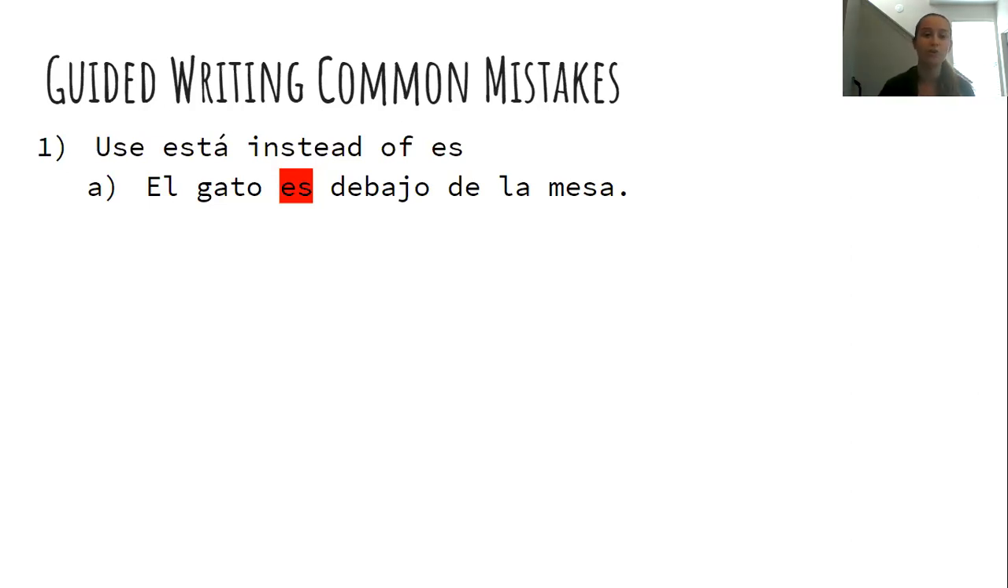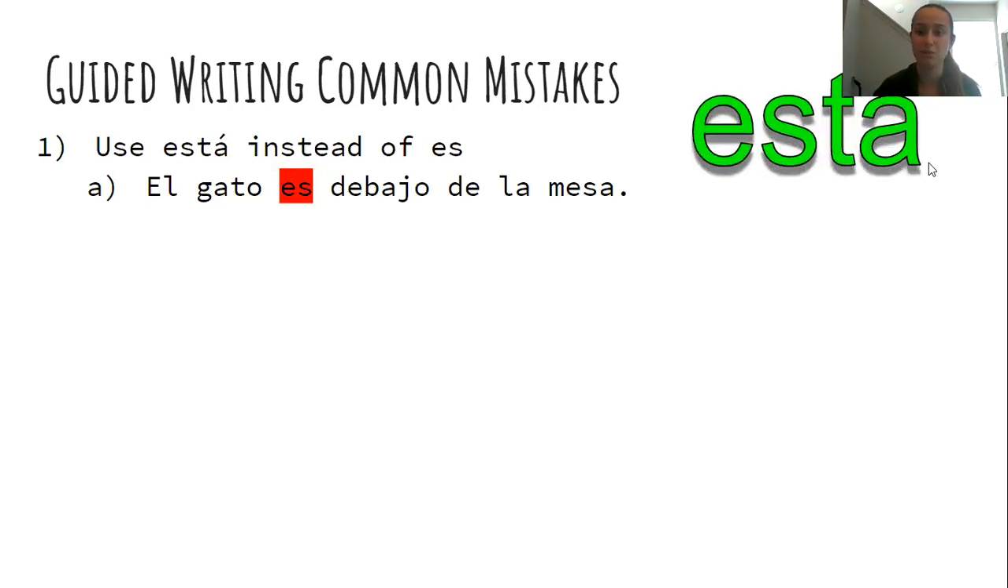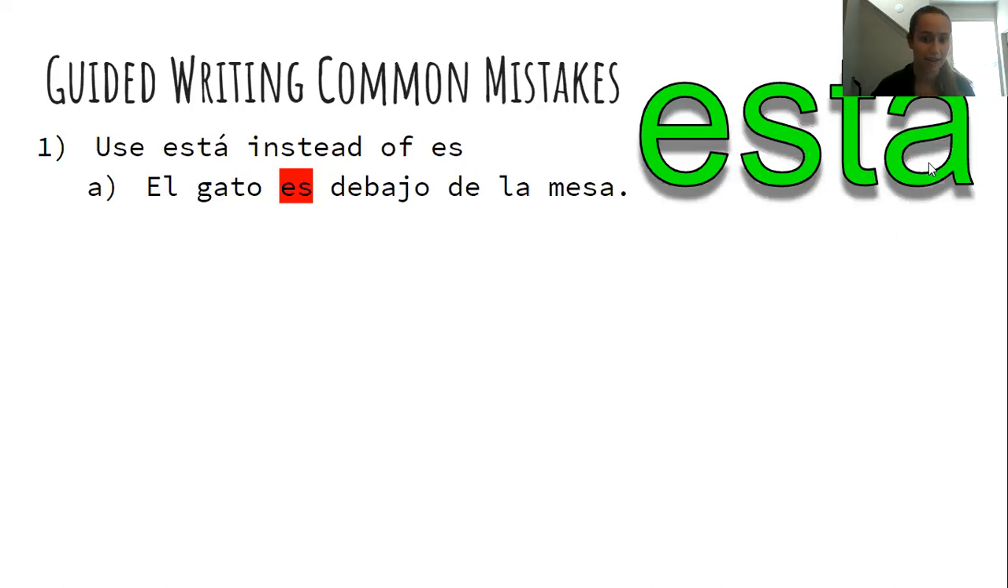So we saw el gato es debajo de la mesa. That's wrong. It doesn't make much sense. In order for it to make sense, we have to use the verb está. El gato está debajo de la mesa.